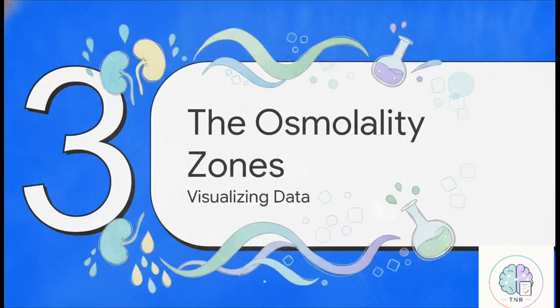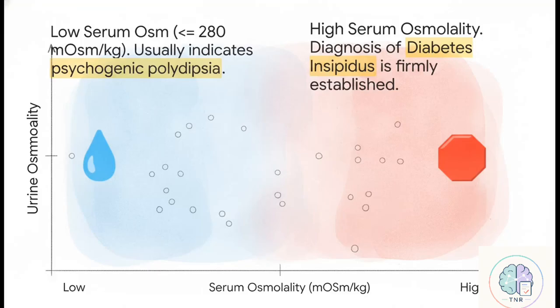Section 3. The osmolarity zones. And this brilliantly illustrates the diagnostic power of just plotting our data points out. If your patient's data point lands on the left side of the spectrum, showing a low serum osmolality of 280 or less, it usually points straight to psychogenic polydipsia. But if your point lands all the way on the right side, showing high serum osmolality alongside that dilute urine, the diagnosis of DI is firmly established. Once you hit that high point, absolutely no further diagnostic testing to establish the diagnosis is required.